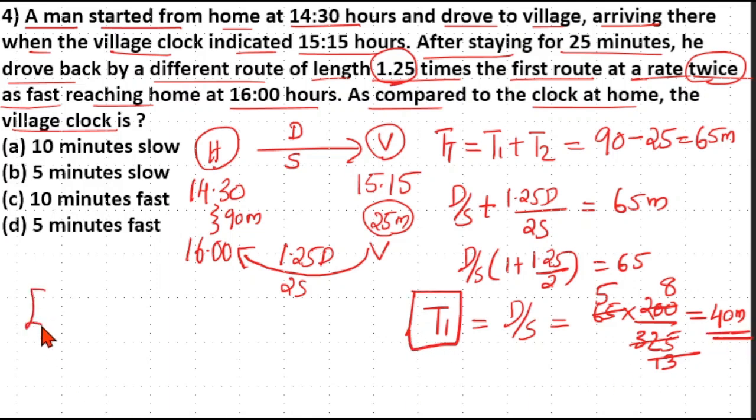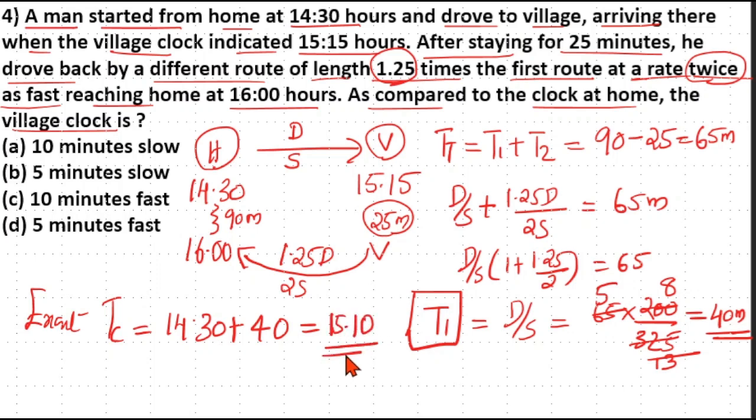That means the exact time on the clock will be, he started at 2:30 hours and he took 40 minutes to reach the village. That means the time on the clock will be 3:10. But here the village clock indicated 3:15 hours. That means the clock is 5 minutes fast. The exact time should be 3:10, but the clock indicated 3:15. So, option D is your answer.